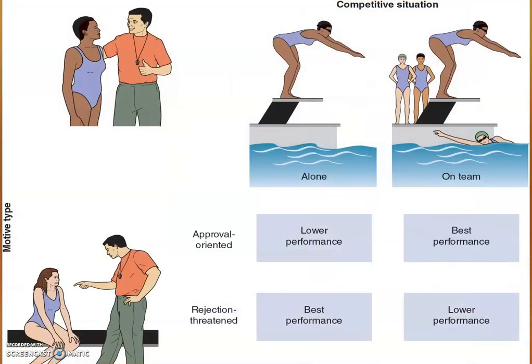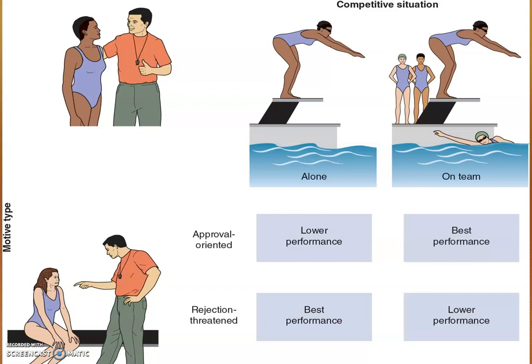So let me share with you a research study that was done. In this research study, there were 78 participants. And they were participating in the 200-yard freestyle competition. And in this competition, they performed as an individual, and then they also performed as part of a team. So the situation was you were either an individual swimmer or you were a swimmer on a team. So you see the top two categories. You see alone and then you see on a team.